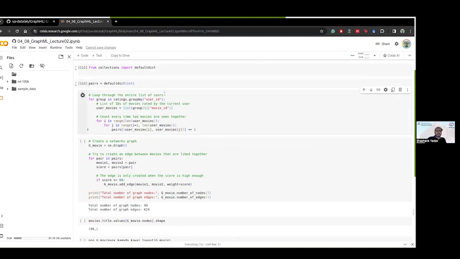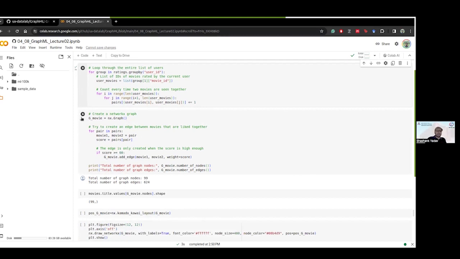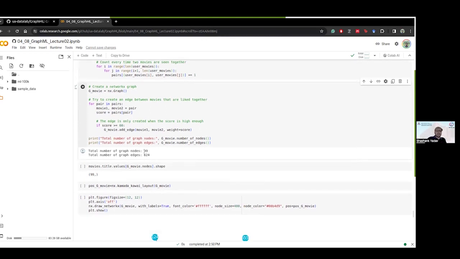So right now I'm just iterating through the user list and seeing what movies are rated by the current user, and if these movies appear together, then they should have an edge between them. And then we connect the graph using this information. Based on this information, we are getting 99 nodes, and there are 624 edges between those 99. We can verify this also by just calculating the length of the array which contains the nodes here.